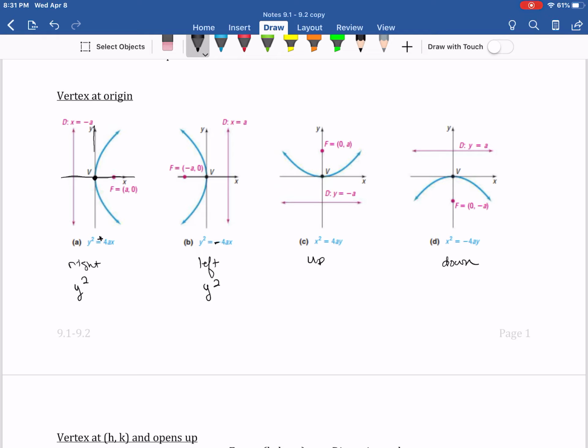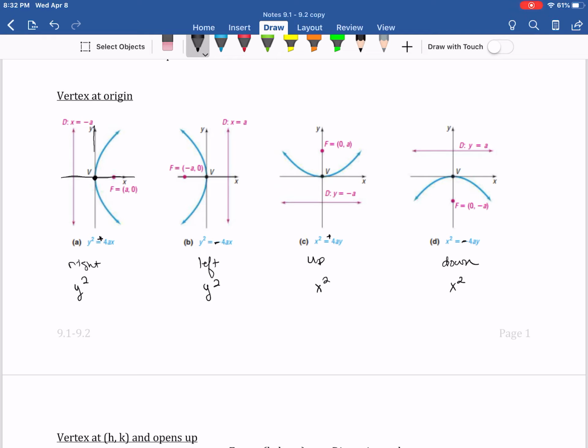Up and down is what we're more familiar with. We've seen that quite a bit. It's going to open up or down if the x is squared. X squared tells you it's going to either open up or down. And we've already learned that if it's equal to a positive quantity, it's going to open up. And if it's equal to a negative quantity, it is going to go down.